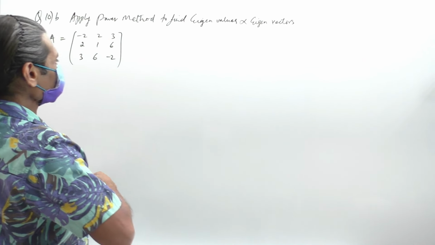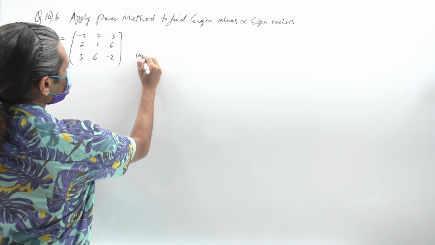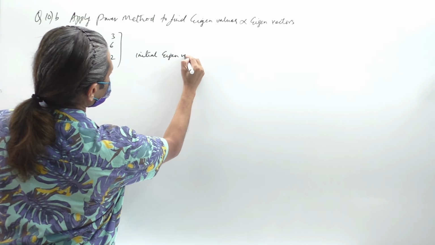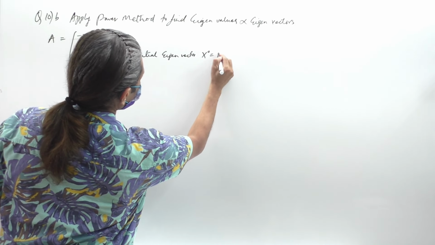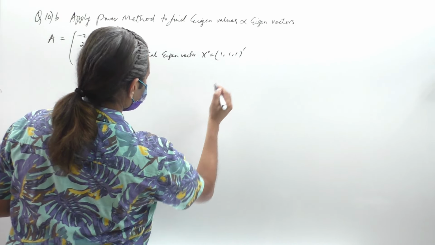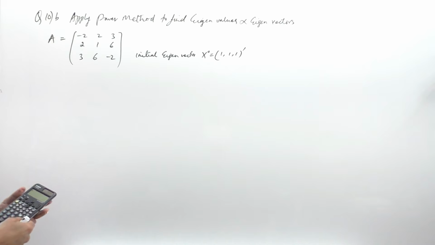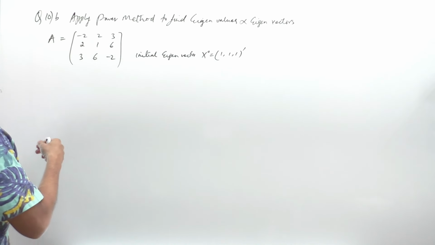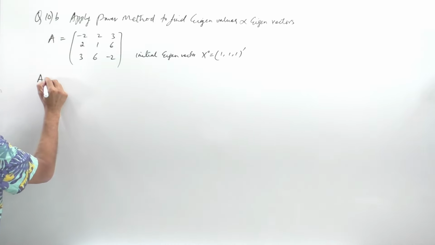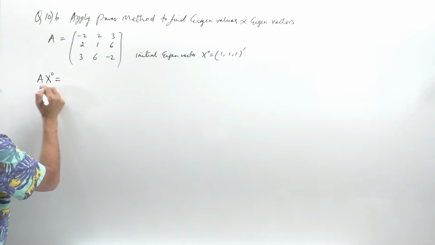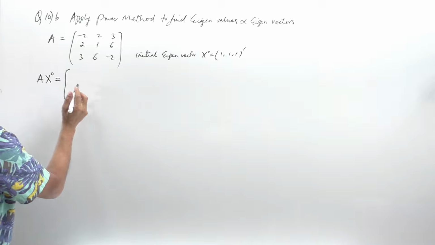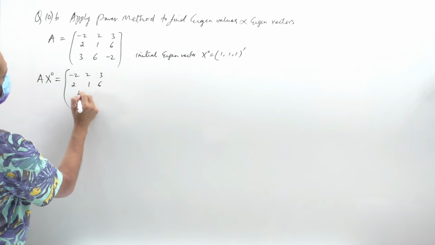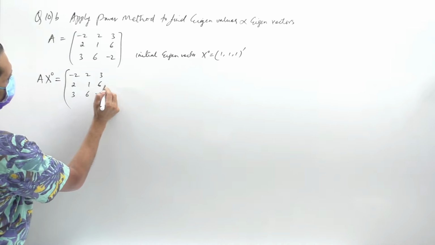Okay. So what I'll do here, I'll choose the initial eigenvector x naught as equal to 1, 1, 1 transpose. Transpose means an eigenvector is always a column vector, so when I remove the transpose, it will stand up. Now first, what we will do is A into x naught. So A into x naught, so minus 2, 2, 3, 2, 1, 6, 3, 6, minus 2.